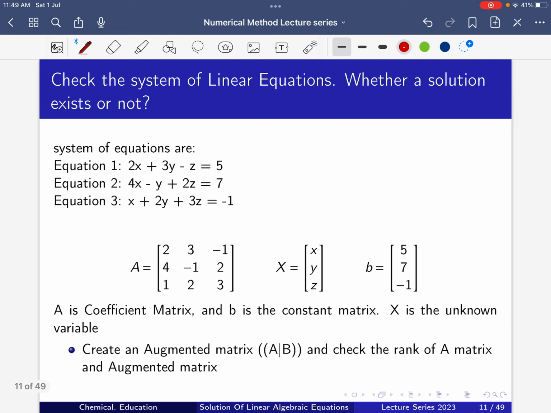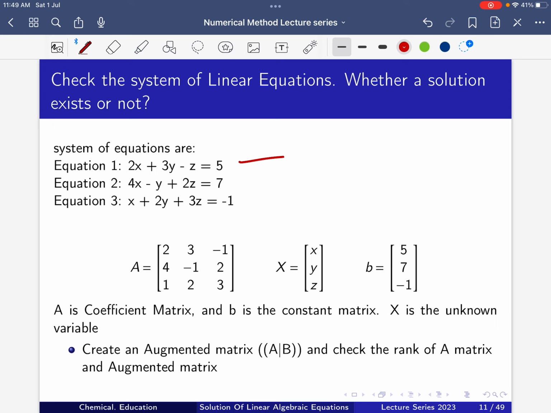Now here I'm giving one example. Check the system of linear equations. Here one system of linear equations is given, and we check whether a solution exists or not. So how do you get that? Here we first write the coefficient matrix. This is the first equation, 2x plus 3y minus z is equal to 5. Equation 2, 4x minus y plus 2z is equal to 7. Equation 3, x plus 2y plus 3z is equal to minus 1.